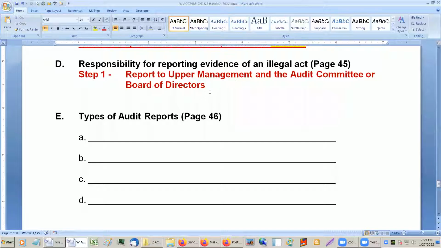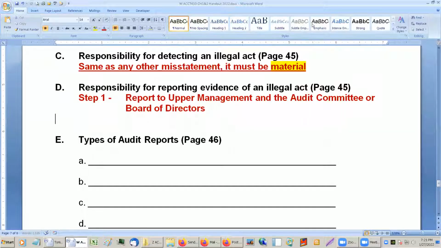Now, the question becomes, what if management doesn't do anything with it? So you report an illegal act to management, and they don't make an appropriate decision. They don't make a decision that you're comfortable with, whatever it is. What do you do? You report it to them and they don't do anything with it.